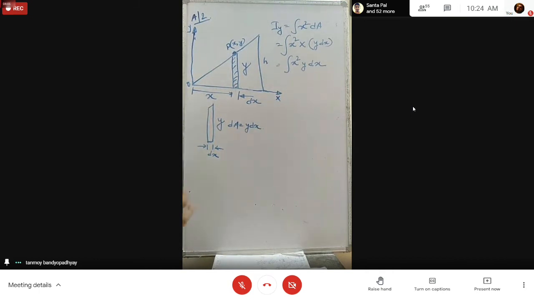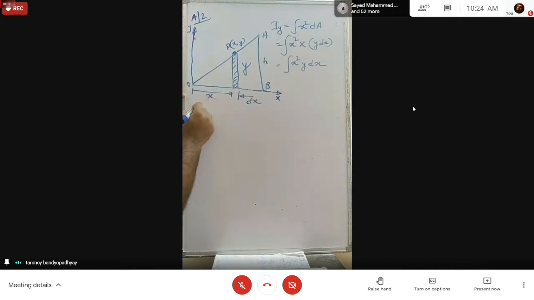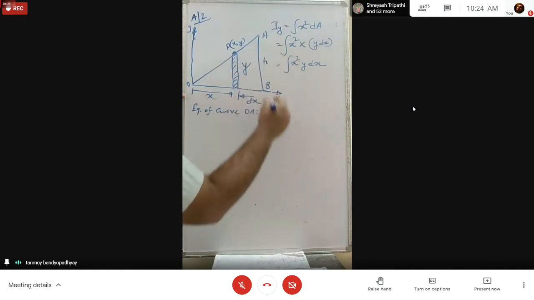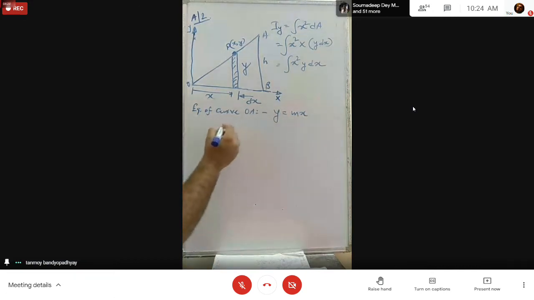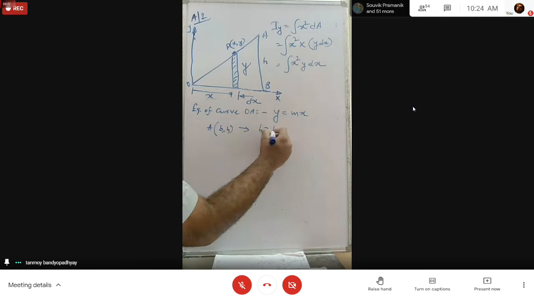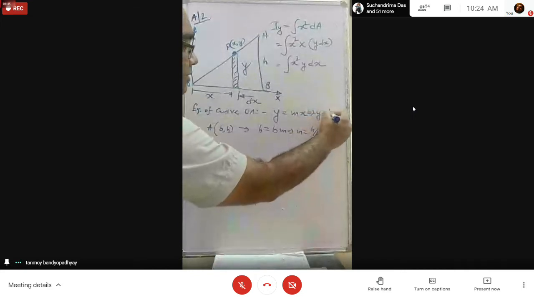So what is the equation of the curve? Let's call it OAB, so the equation of the curve OA. You can understand that it's a straight line, so y is equal to mx plus c, that is, y is equal to m into x. So how to find m? A is a point whose coordinates are b comma h. So A lies on this curve, so h is equal to b into m. So m is equal to h by b. So the equation of the line will be y is equal to h by b into x.